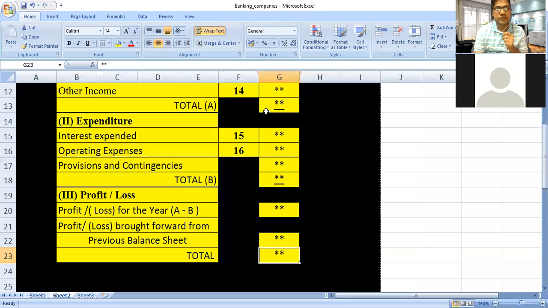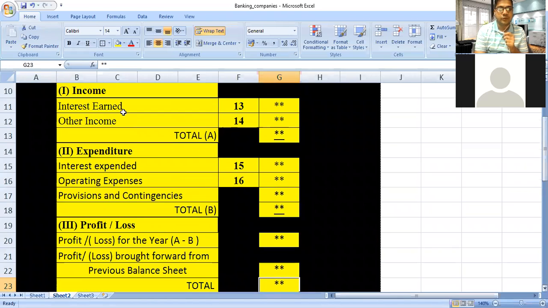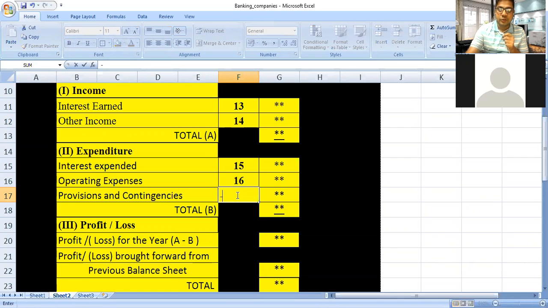How many totals are there? First, the income total. First of all, we should find the interest earned and other income: interest earned schedule 13, other income schedule 14, and this total. Then expenditure: interest expended schedule 15, operating expenses schedule 16, and provisions and contingencies, which have no schedule. We will not write any schedule there; these are blank. These things you have to keep in mind. Then the total.